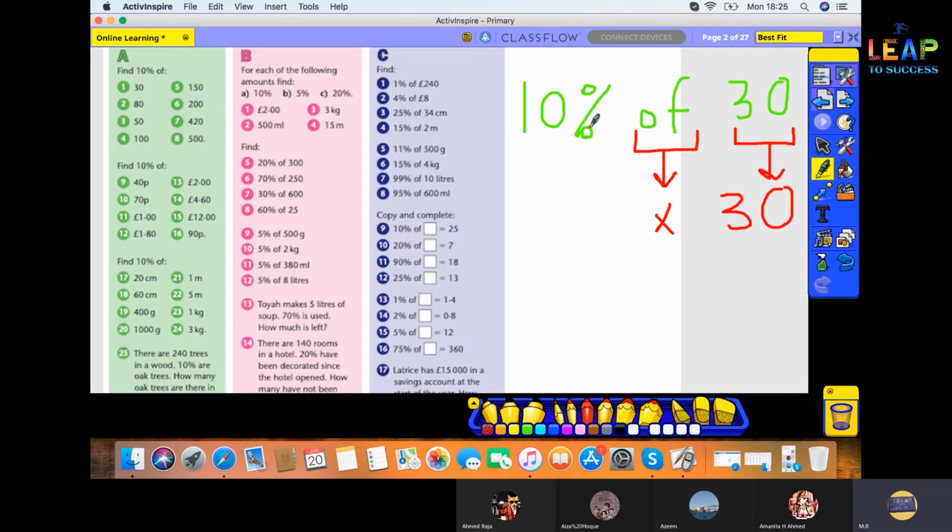Now, 10%, ideally, what you want to do is make this into a fraction. How you would do that is the percentage symbol here actually means out of 100. Now that you've got that out of the way, this number becomes the numerator, which, as we already know, is the number that goes at the top of the fraction. So you end up with 10 over 100, or out of 100, multiplied by 30.